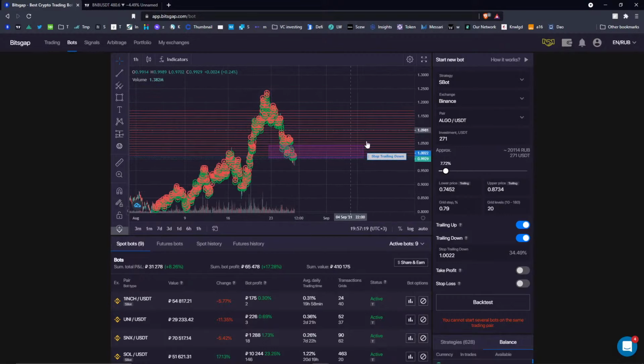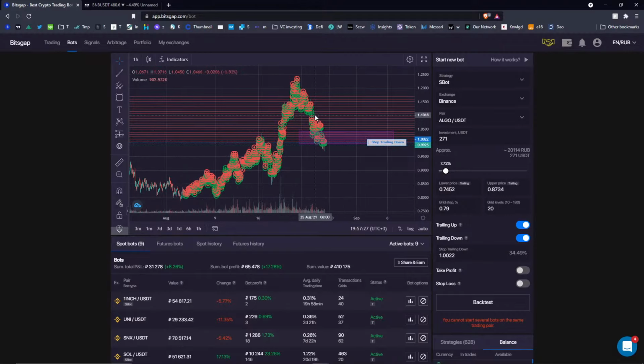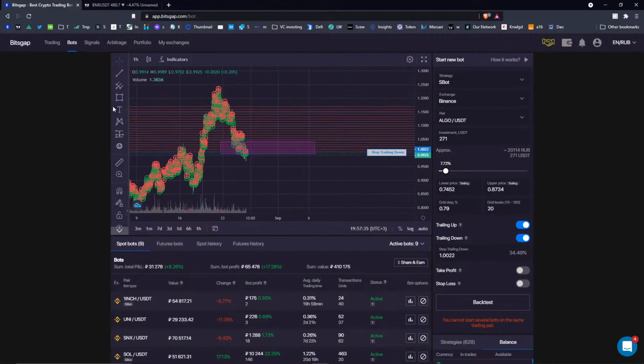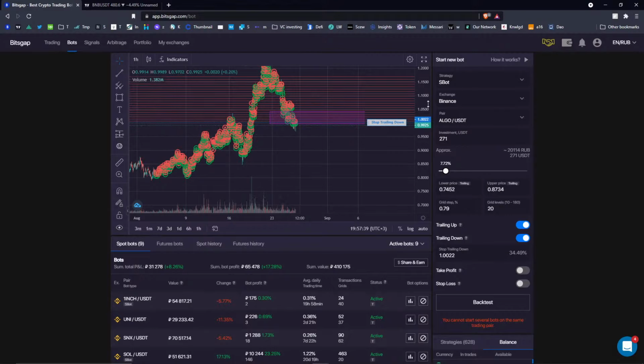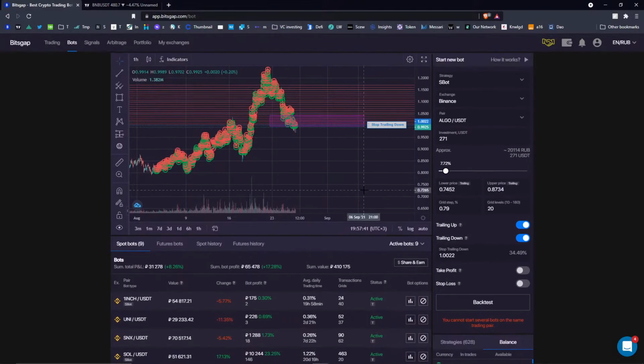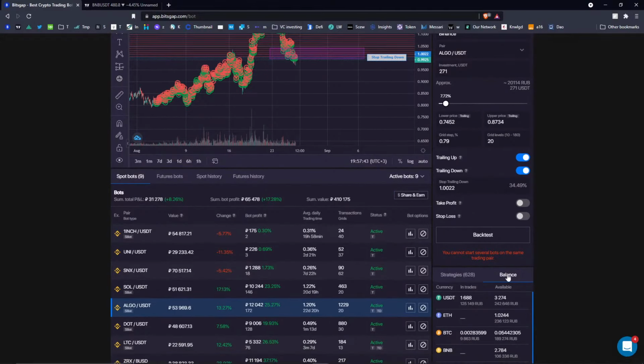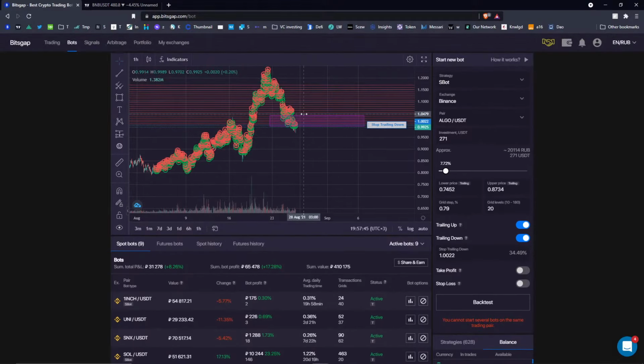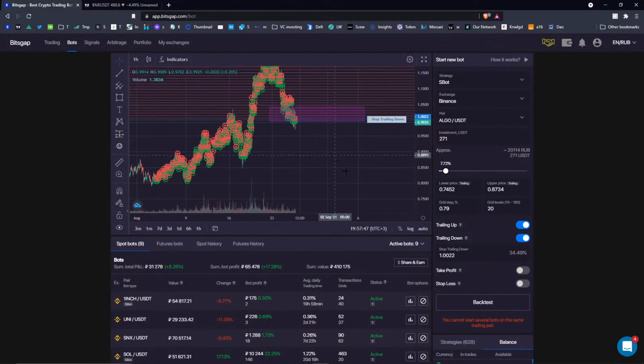Without this trading down, my trading range was around this area before, but it looked like we were falling to that point, so I decided to use the trading down. Thanks to it, I bought some extra Algo, and now I expect the price to rally back, and that way I will capitalize enough. With the trading down, it just uses your extra balance to fulfill more buy orders.